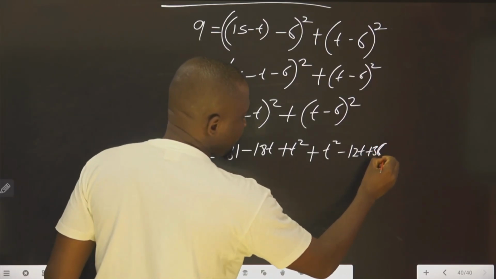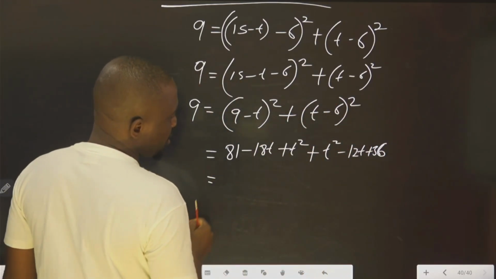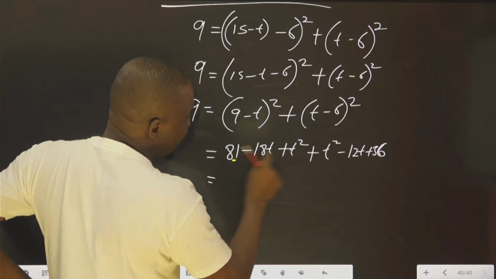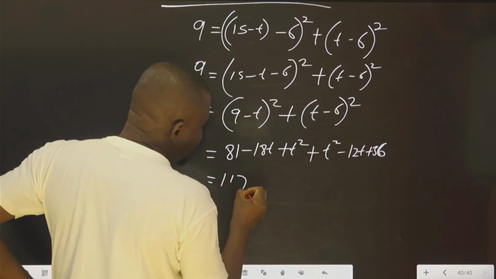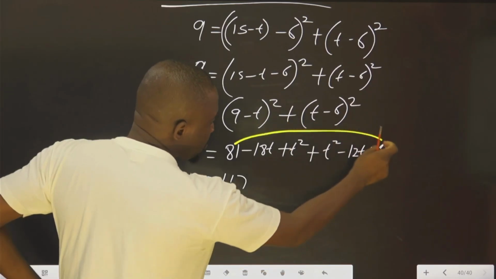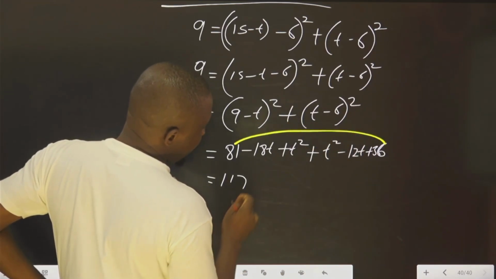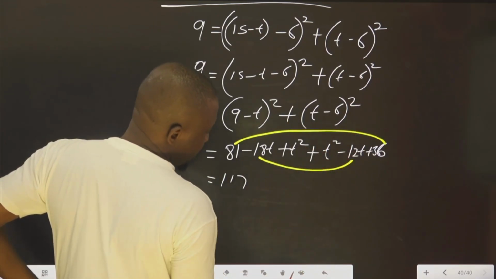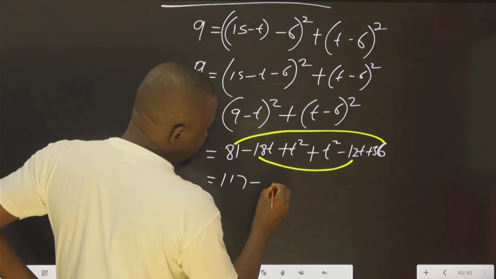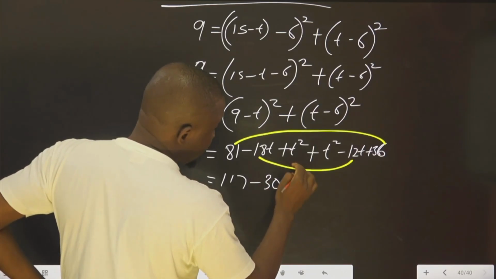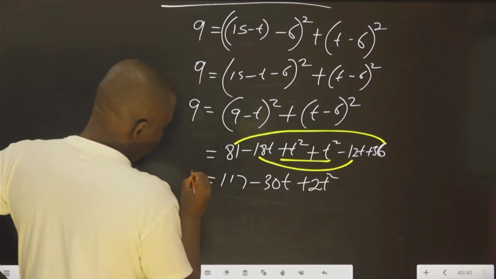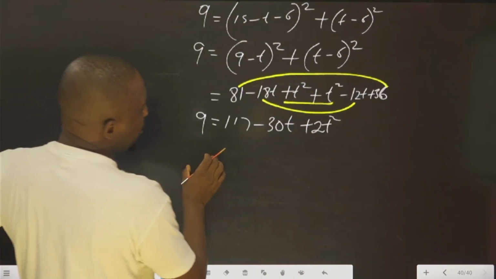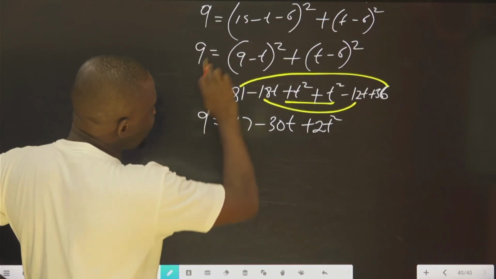Okay? Expansion. What we're going to do now, we're going to put this and this together. 81 plus 36, to give you 117, that is this two. Then we also work on this two. That will give us minus 30T. This two will give us plus 2T squared. We still put this 9 here. Okay? What we're going to do now, I want to move this to this side.